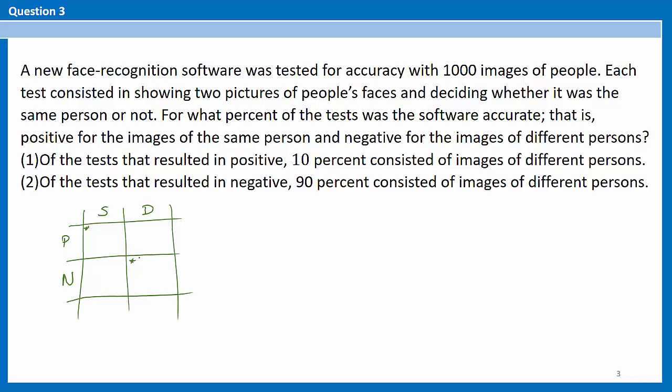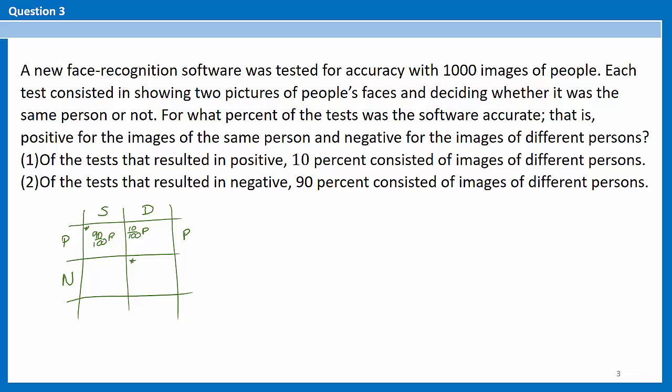Statement number 1 says, of the tests that resulted in positive, so only of P, 10% consisted of images of different persons. Okay, let's just call this P. 10% is in D. 10% of P is in D. Therefore, 90% of P is in the same.